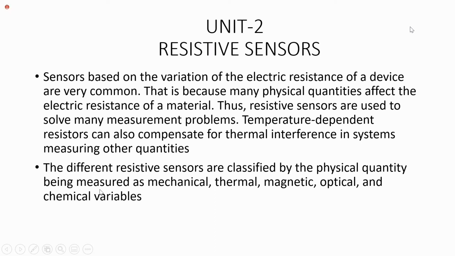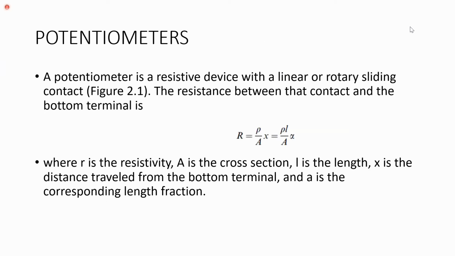The different resistive sensors are classified by the physical quantity being measured as mechanical, thermal, magnetic, optical, and chemical variables. The first sensor in resistive type sensors is the potentiometer.